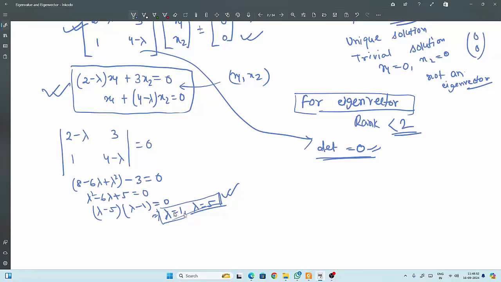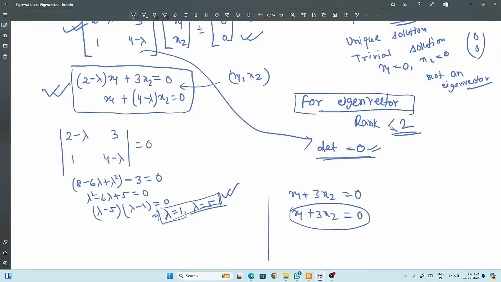Now after getting the eigenvalue, suppose lambda is equal to 1, if you put it here, so 2 minus 1, that means 1, it will be x1 plus 3x2 equal to 0, and x1 plus, taking lambda equal to 1 here, again 3x2, that will be 0. Obviously one equation will depend on the other, because rank is 1, rank is not 2. If rank is 2, both the equations are useful. That's why the infinite solution case is very important.